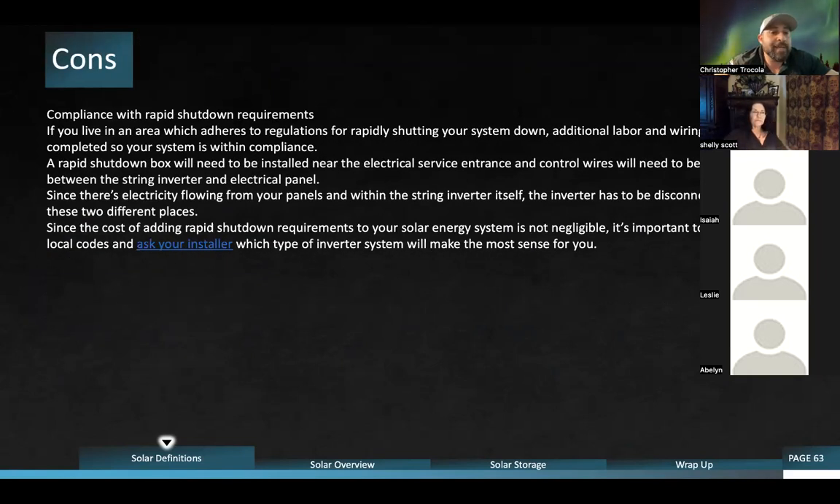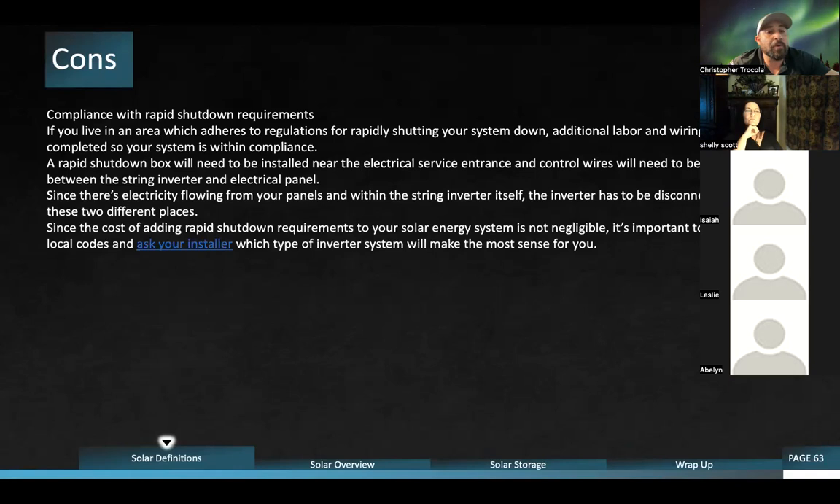Downside, compliance with rapid shutdown requirements. If you live in an area which adheres to these regulations, which is all of our territories, for rapidly shutting down your system, additional labor and wiring will need to be completed so your solar system will be within compliance. A rapid shutdown box will need to be installed near the electrical service entrance, and control wires will need to be routed between the string inverter and electrical panel.